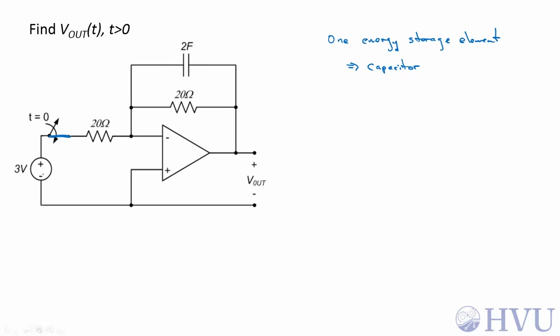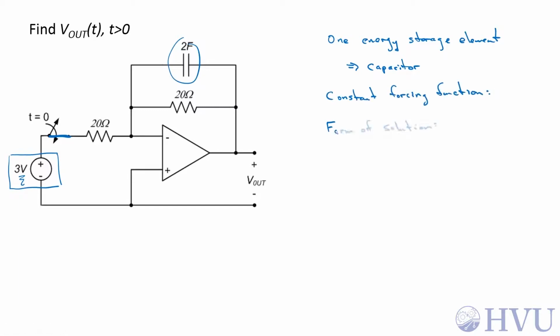After the switch closes, the forcing function, or the source, which is providing energy to the capacitor, is a constant. So we essentially have a constant input. So the form of the solution, V out of t, will be some constant k1 e to the minus t over tau plus k2. So now we just have to find k1, k2, and tau.